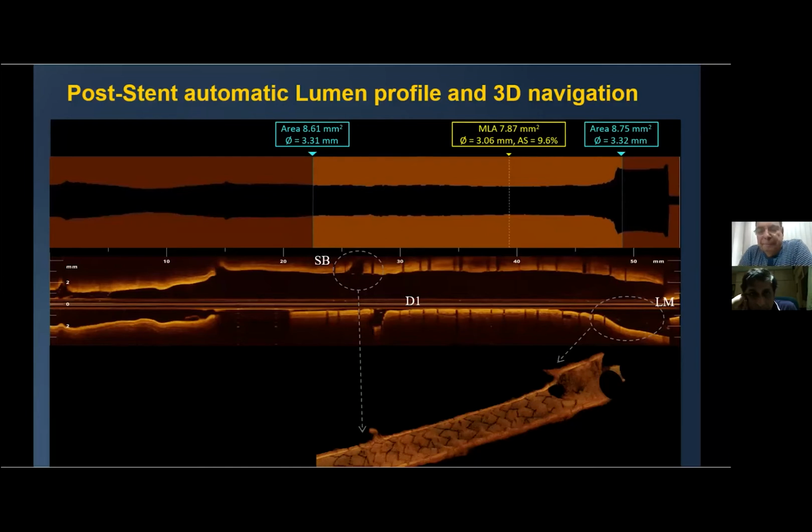Longitudinal profile and 3D navigation are two important things which we always are careful to look at. So post-stent automatic lumen profile, to look at the expansion, is very, very important in OCT.